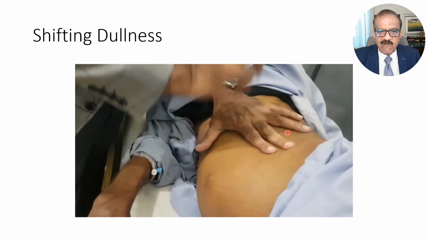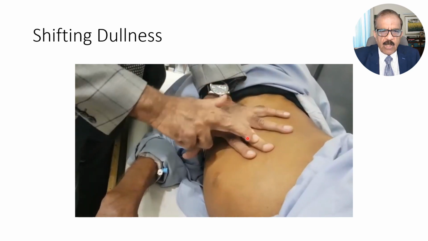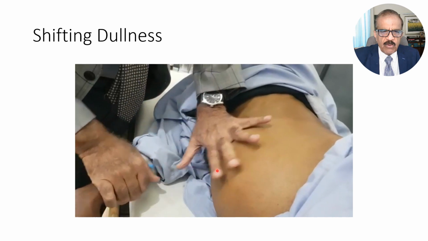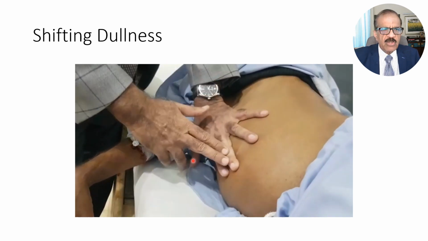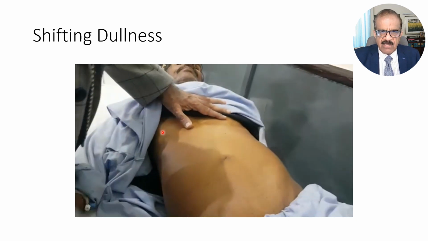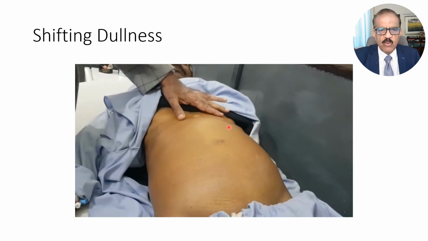Now when you percuss, it will be resonant. And then you come back. Now since the fluid has shifted to this part because of gravity, this has become dull. So this is called shifting dullness. The dullness has shifted from the flanks to the umbilical area because fluid has actually shifted. So this is the shifting dullness test, which is often done in examinations. You need to have mild to moderate amount of fluid and a lot of expertise to be able to detect this fluid.